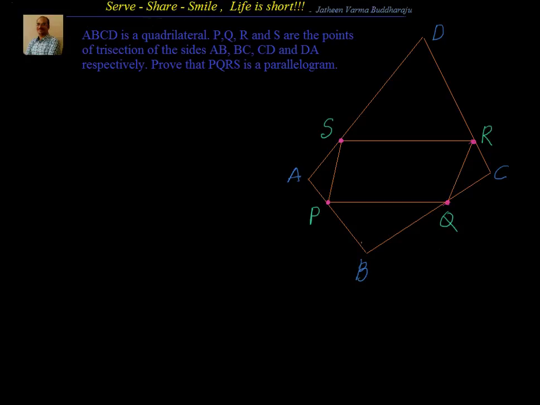Let's look at this interesting example based on the basic proportionality theorem. We have been given that ABCD is a quadrilateral. P, Q, R and S are the points of trisection of the sides AB, BC, CD and DA respectively. We have to prove that PQRS is a parallelogram.